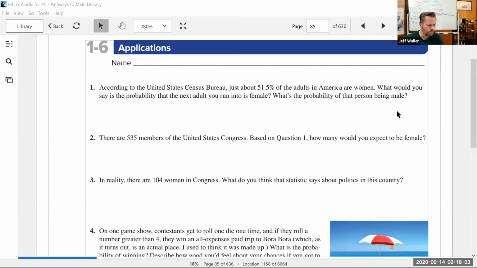So possible outcomes is two. Ways that outcome can come about. You are thinking way too much about this. They tell you the answer to the first question already. What's the probability that you run into a female? Just 51.5%. Exactly. So what's the probability you run into a male? 49.5. Well, 48.5. Be careful. Okay, that's done.